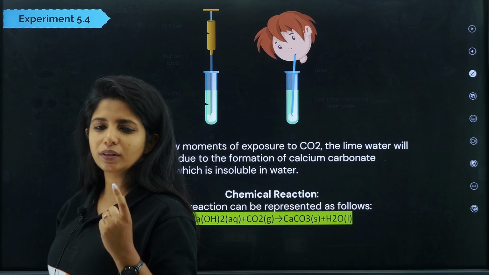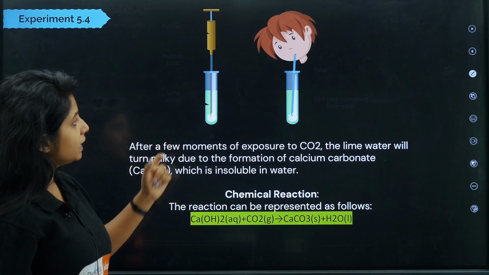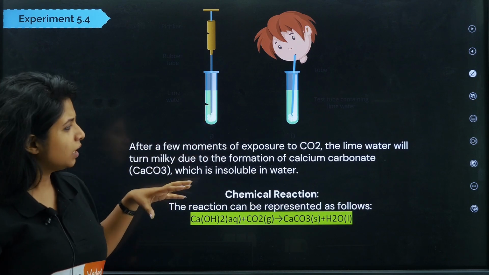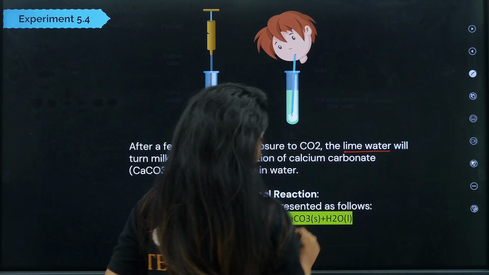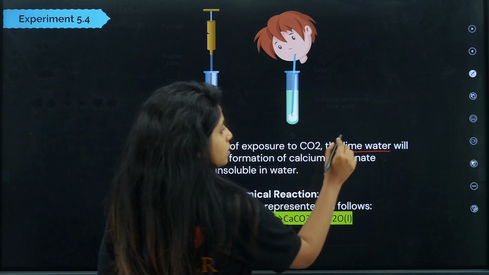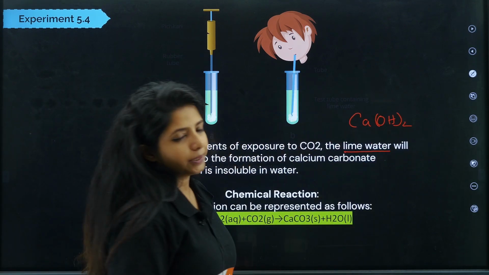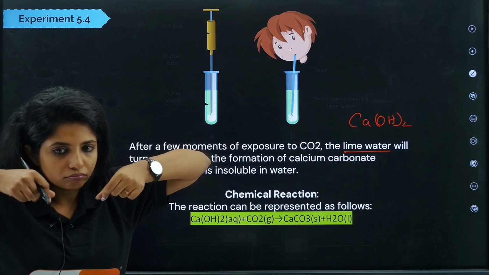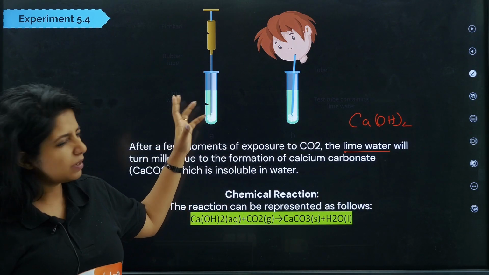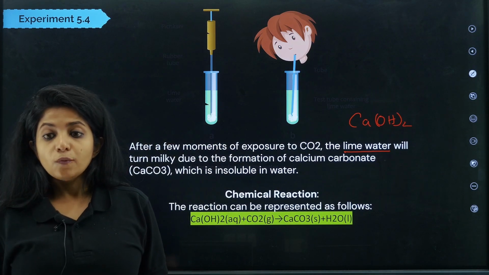And then there is one cute little experiment. We'll do that and we'll finish off. Basically I have a test tube with lime water. It's not plain water, it's lime water. Lime water's chemical formula is Ca(OH)2, calcium hydroxide. Now if I put a pichkari into this lime water, there will be only a little color change. But when I put a straw and breathe out, what will happen, children?